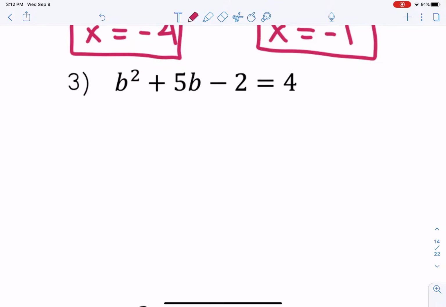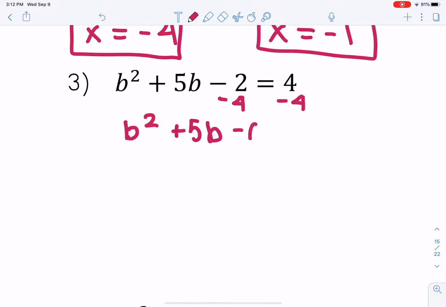Now this next one looks a little different because it's not set equal to 0. So whenever we're solving, we want to make sure that it's set equal to 0. So what I'm going to do is subtract 4 from both sides and say b squared plus 5b minus 6 equals 0. Then I'm going to factor.